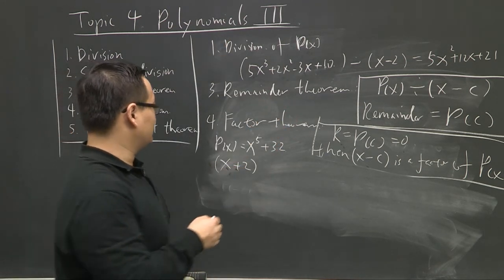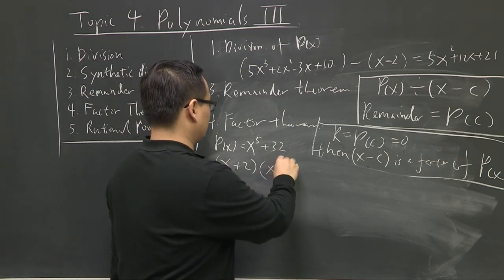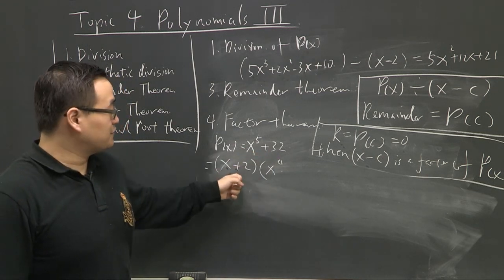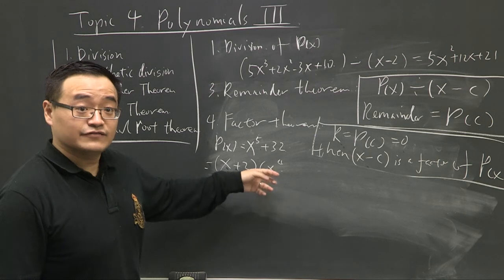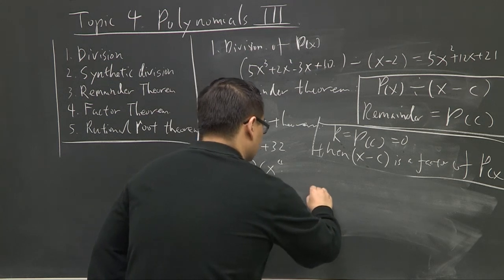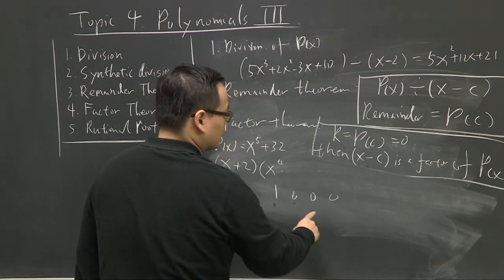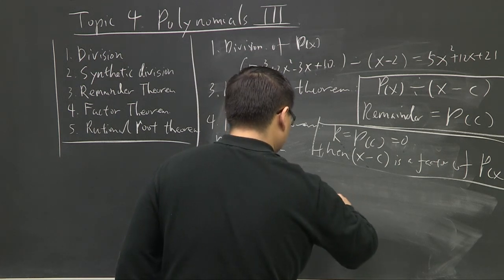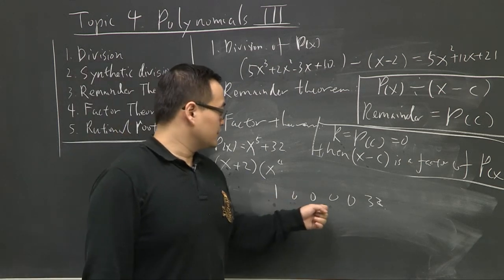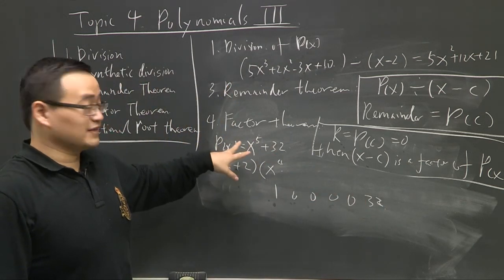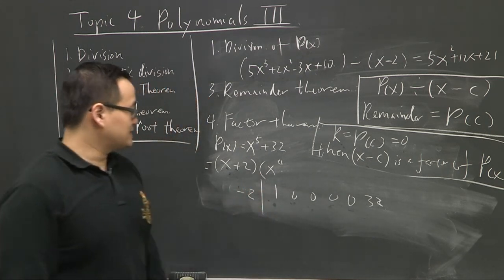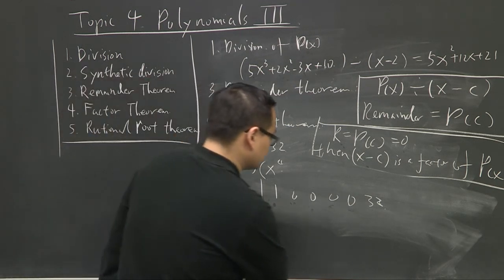We want to write this as x plus 2 times x to the 4th something else, right? But how do we know what that is? We just simply do the division, right? Because if it's a factor, I just need to divide by that to get the remaining division. So what we're going to get is 1, 0, 0, 0, 0, and 32, right? 5, 4, 3, 2, 1, 0. Make sure you don't skip the 0 because there's nothing in between. Be careful. My factor is negative 2, so c is negative 2.